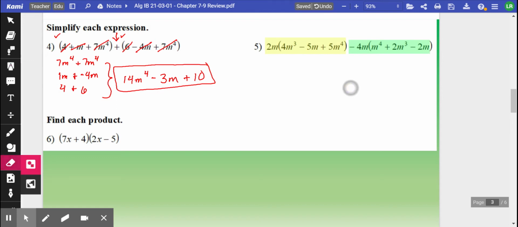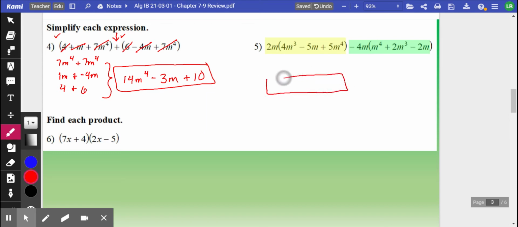Okay, so let's go ahead and take care of those multiplication problems first. We are going to add up like terms, but we need to know what all of them are first. So I'm going to make a 1 by 3 box here. 2m goes off to the side. And then I have my trinomial, 4m to the 3rd minus 5m and 5m to the 4th. I'm going to put this one down here. So I'd have the negative 4m off to the side.